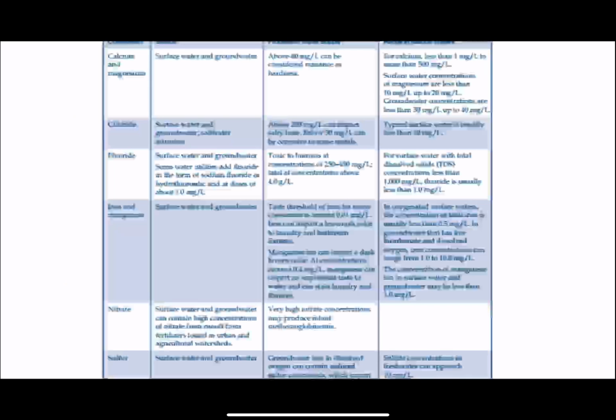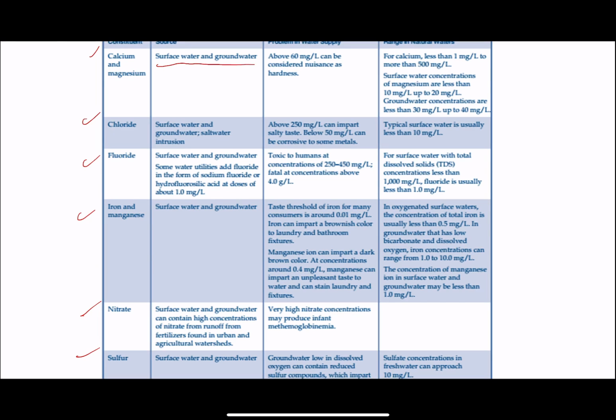In this table, we have all of them. You can see the major constituents: calcium, magnesium, chloride, fluoride, iron, manganese, nitrate, sulfur. You can just look at this table and see the source of calcium and magnesium in surface water and groundwater, and that above 60 milligram per liter can be considered a nuisance as hardness. And you can see from one constituent to another the source, the concentrations, and the significance at the end.